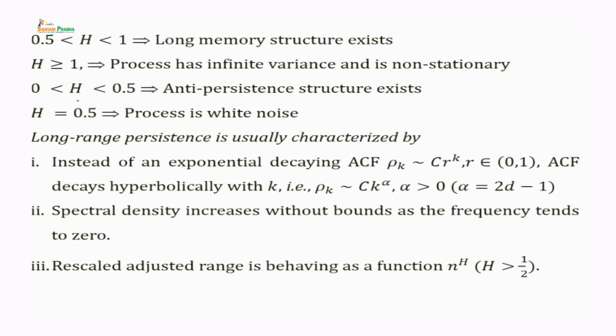And if h lies between 0 to 0.5, then the process is anti-persistent, meaning the process is mean reverting. Or you can say that anti-persistence structure exists in the process. So, if at time t the process is above the mean, then at time t plus 1 it is more likely that the process takes a value below the mean. This property is called anti-persistence or mean reverting. For h equal to 0.5, the process is a white noise process.